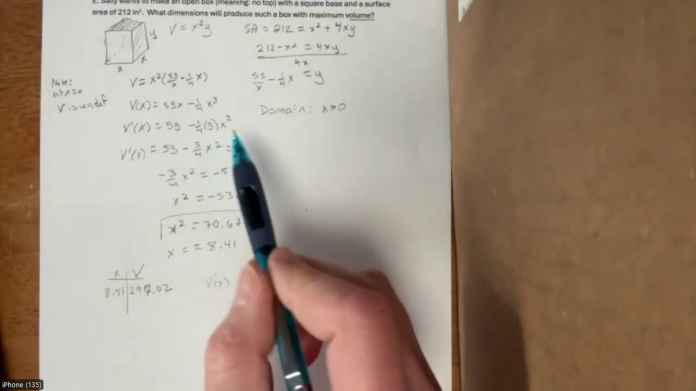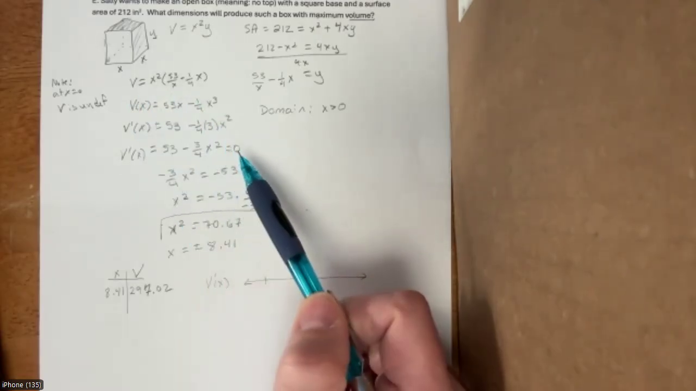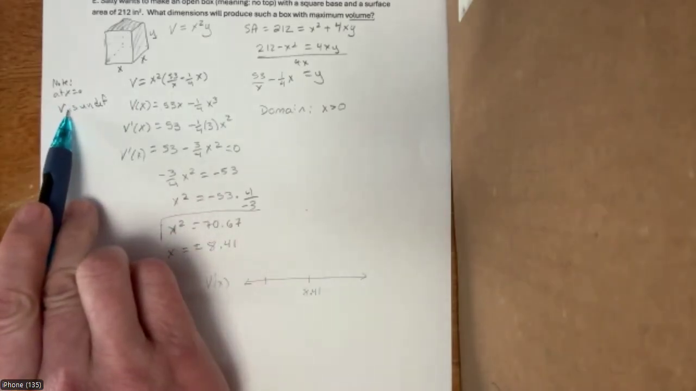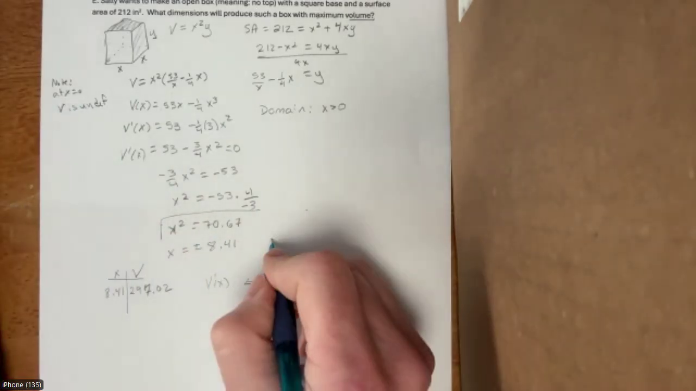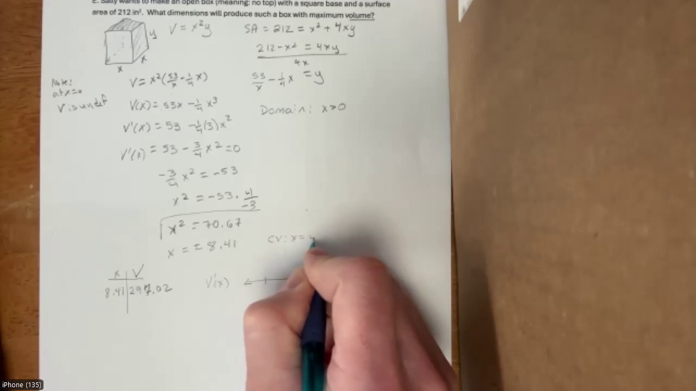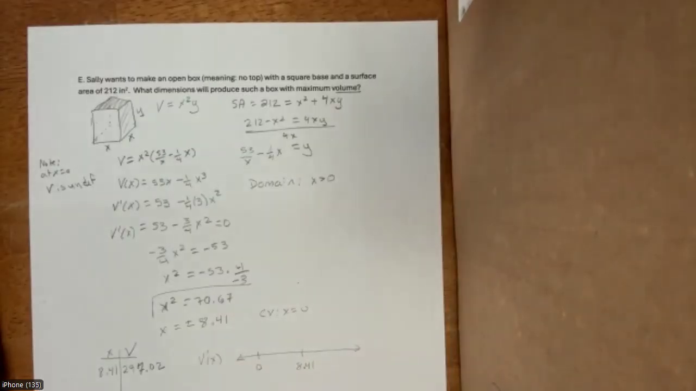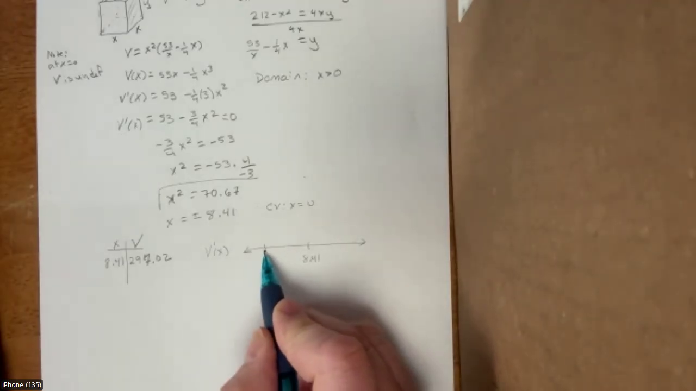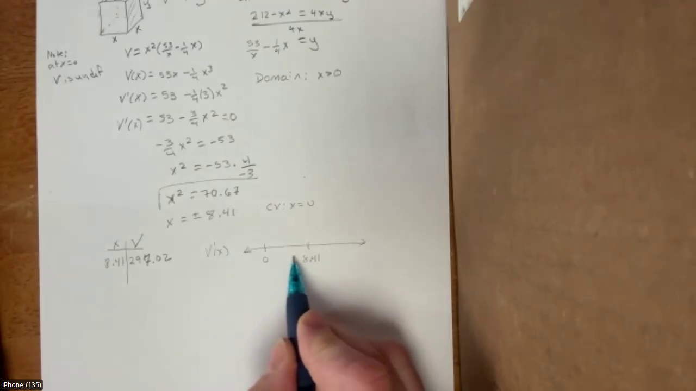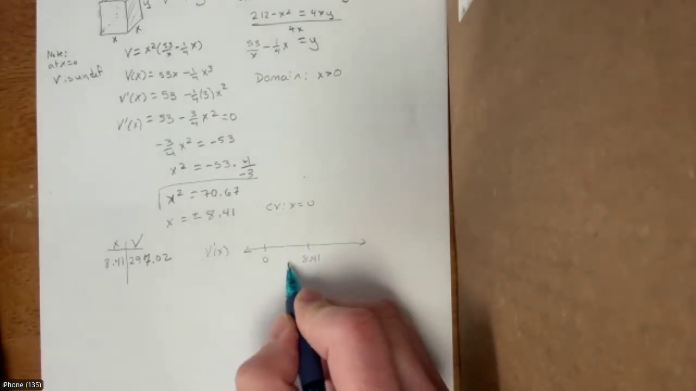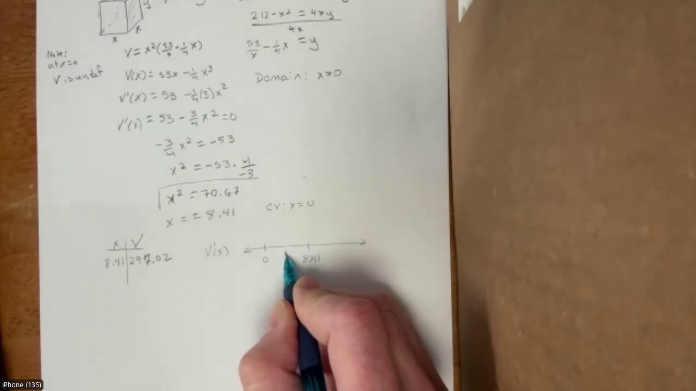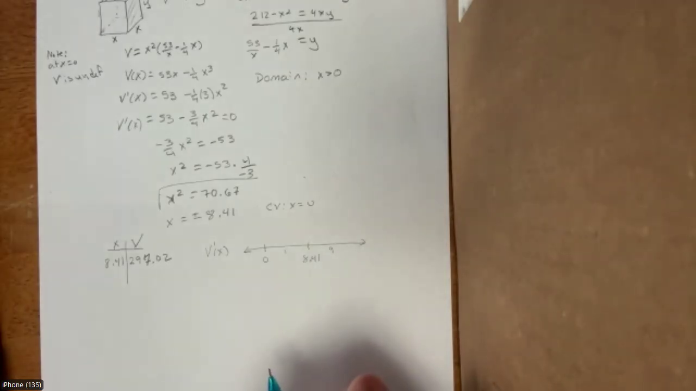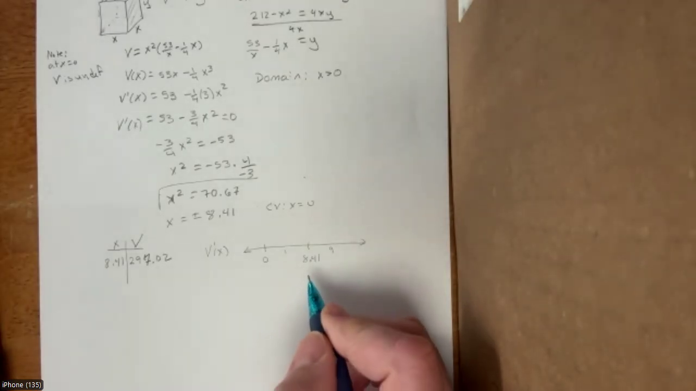0 was another critical value. We didn't write it here, but we noted up here that the function is undefined at 0. So there's another critical value at x equals 0. It's important that I am aware of that when I'm making my sign graph, because I'm picking values to plug in. If I pick something to the left of 0, I'm not actually finding out what's going on near this critical value. So I have to pick something in this interval as my test value. So how about 1? And pick something to the right of 8.41. So how about 9?